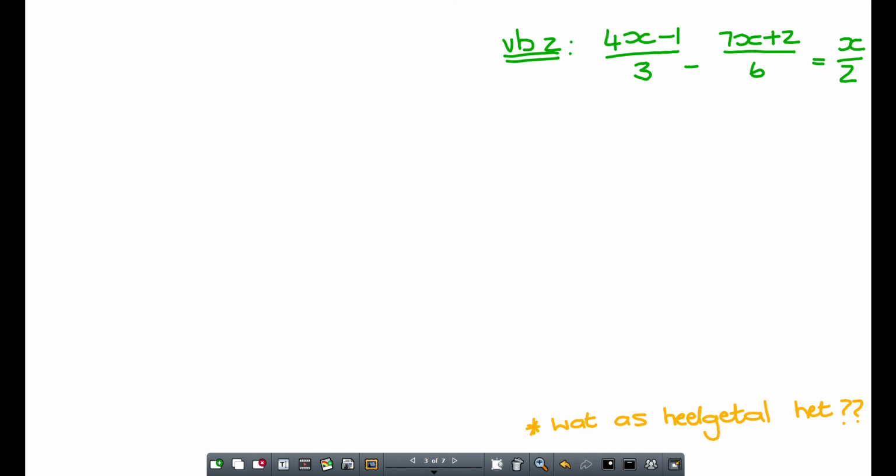Okay, so huidiglik is my noemers 3 en 6 en 2. So what would I make my denominator throughout? What can all of them divide into? 6. Okay. Goed, so dan gaan nou skryf wat ons bo het.